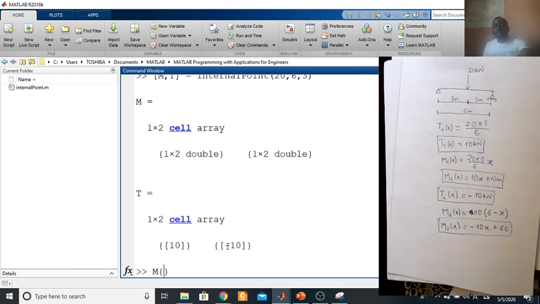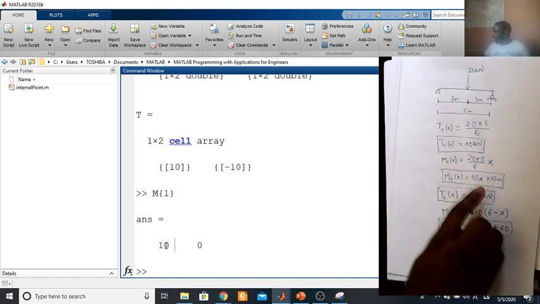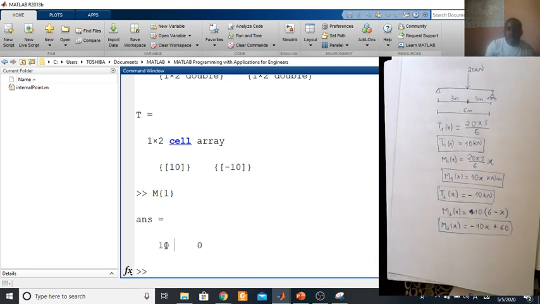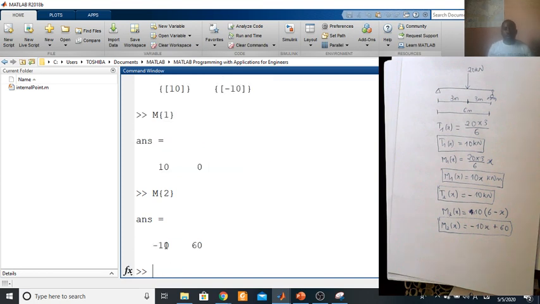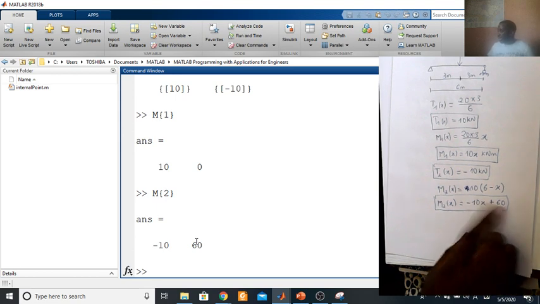So to get the first zone's equation, I will say m of 1. Right? And you see that it's 10, 0. What is the interpretation here? It is 10x, right? Because the constant here is 0. So this is 10x plus 0x to the power 0, right? So it is 10x. And what do we have here? We have here 10x for zone 1, all right? And then for zone 2, what do we get? Oh, sorry, Victor. Sorry about that. For zone 2, we have negative 10, 60. This is what we have, right? The interpretation here is negative 10x plus 60. And that's what we're having here. Negative 10x and 60. All right?